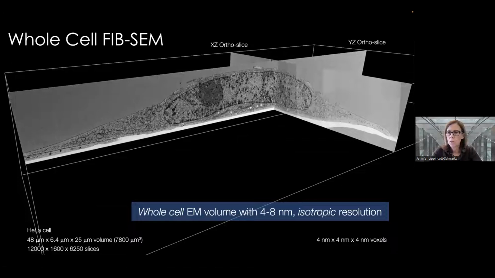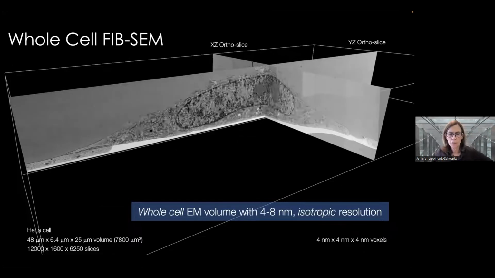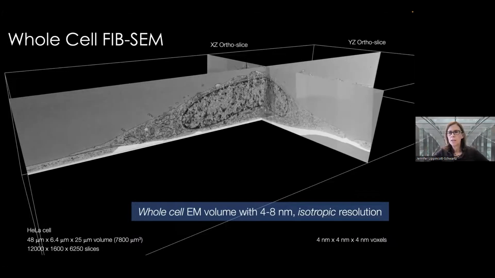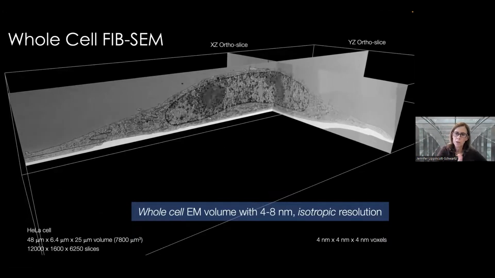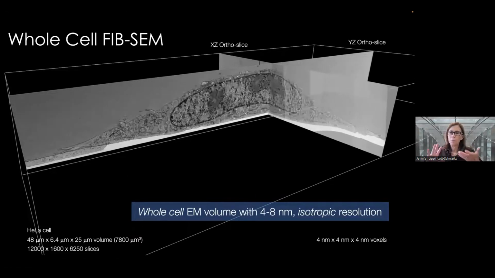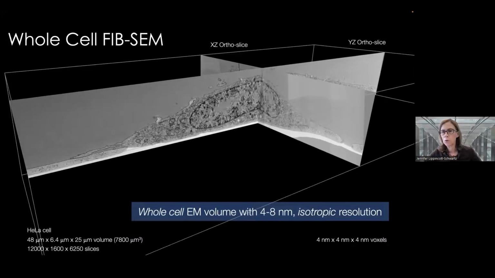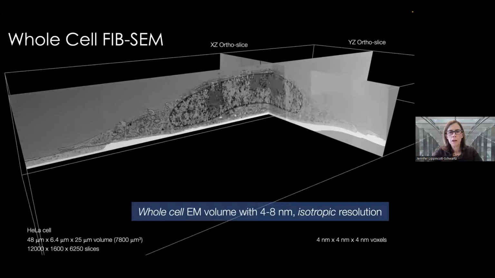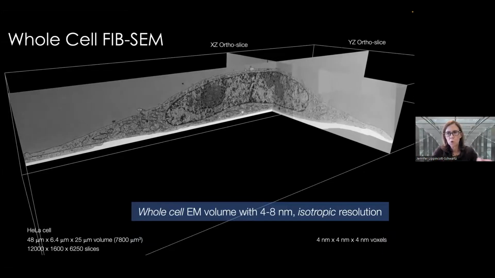So what do you see? What do you get when you do this? Here's an example of a HeLa cell where basically the entire cell has been sectioned through at 4 nanometer resolution. So we're getting isotropic resolution, basically X, Y, and Z are all the same, about 4 nanometers. This particular HeLa cell took us 2 weeks to FIB-SEM through.